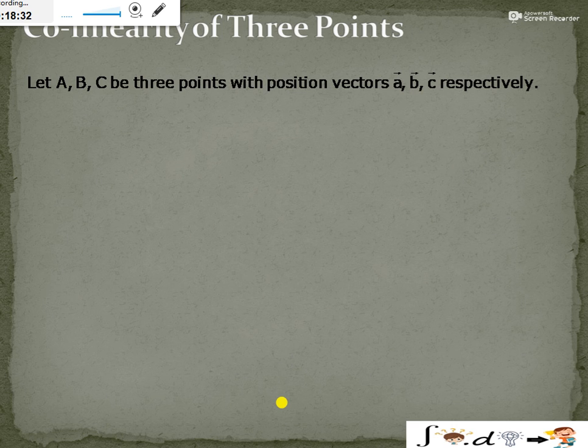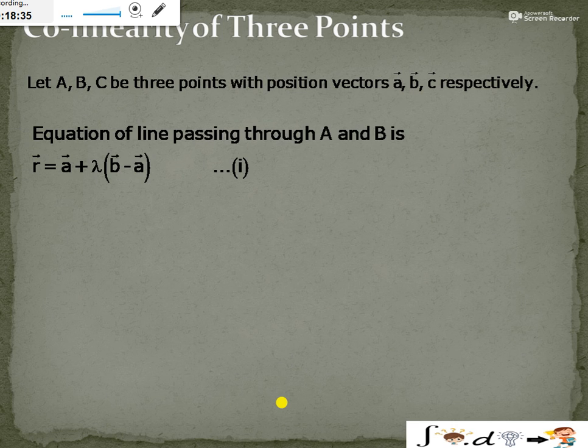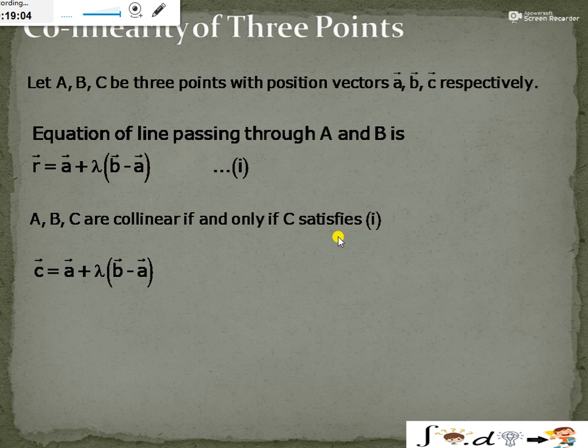ये 3 points हमारे पास given होंगे। तो हम पहले क्या करेंगे, AB की equation find करेंगे, equation of line passing through AB. ठीक है, अब ये जो third point है, क्योंकि एक ही same line के ऊपर lie करना है, ये हमें check करना है। तो it means जो C vector है वो हम r vector के place पर substitute करेंगे। अगर ये both sides equal हैं तो हम कह सकते हैं कि 3 points collinear हैं। ABC are collinear if C satisfies number 1. It means C vector is equal to A vector plus lambda times B vector minus A vector.